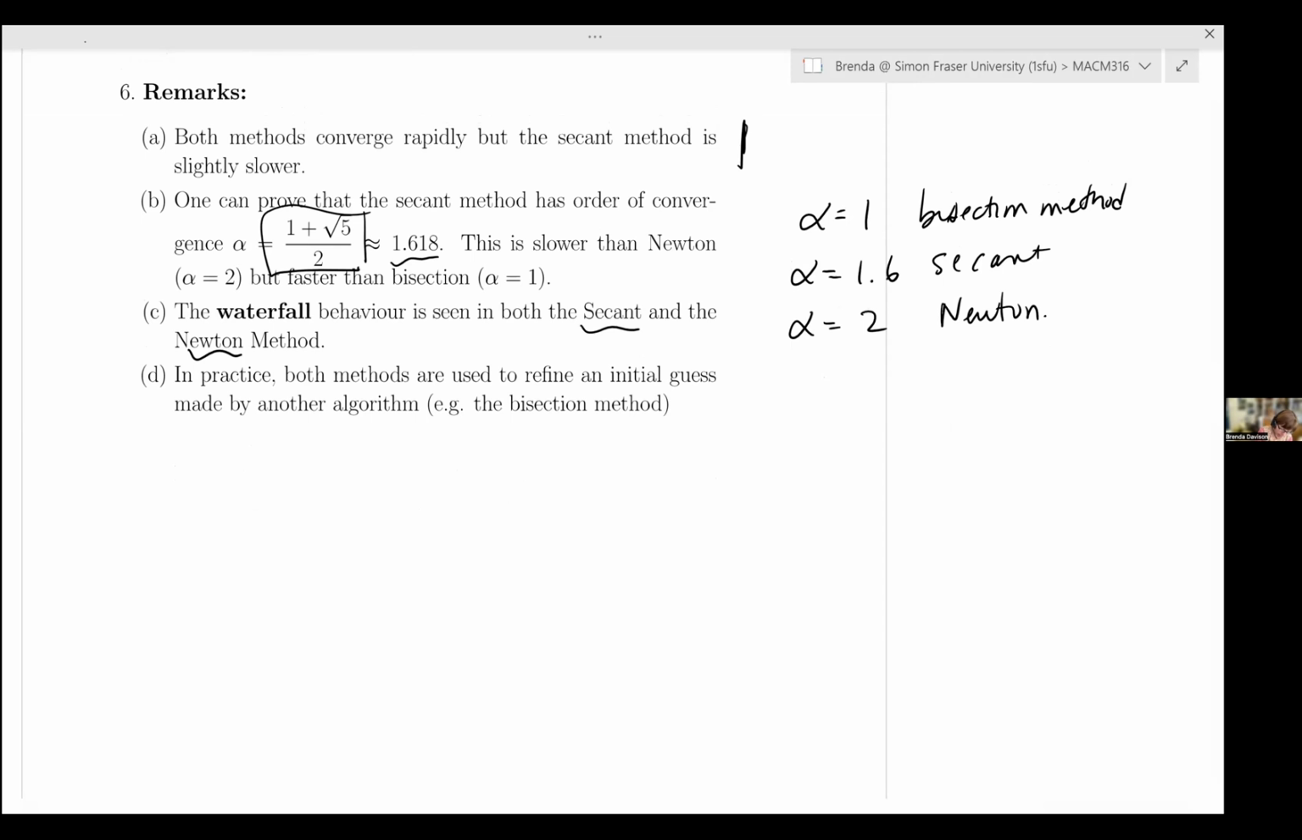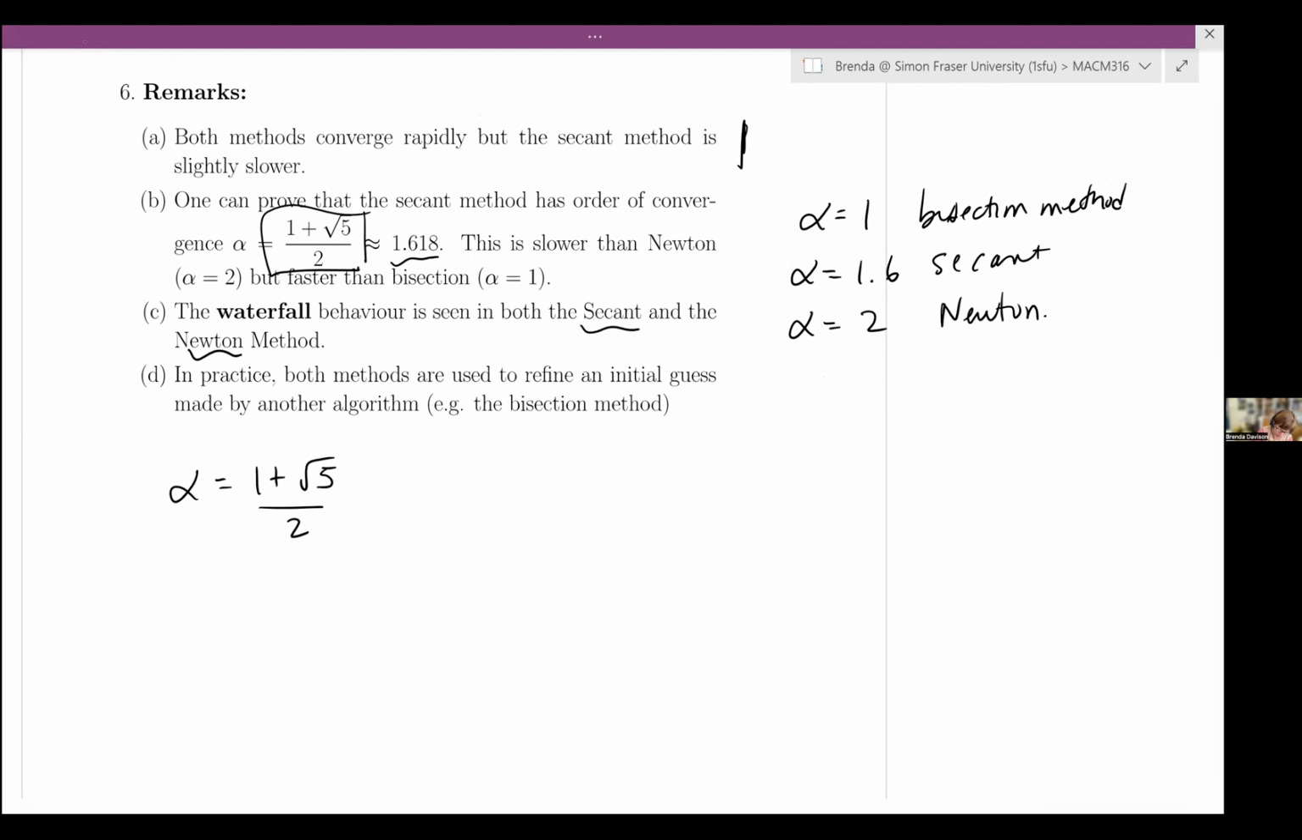Just out of interest, this number is actually kind of a special number. It showed up here, which is kind of interesting. And that number is actually often denoted by phi, and it is the golden ratio. And it is this number here, 1 plus root 5 over 2.